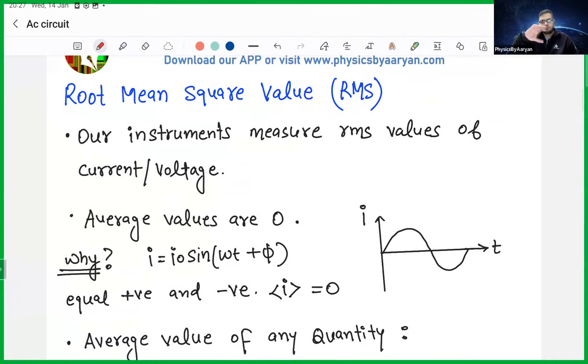Okay. Then for any current or for any voltage, we always find the RMS value, and our instruments always measure RMS values. Average and RMS are two different things. If you find the average of current, it will be 0, because half of the time current is positive and half of the time current is negative. So the average of your sine wave or the average of your cos wave is always going to be 0.